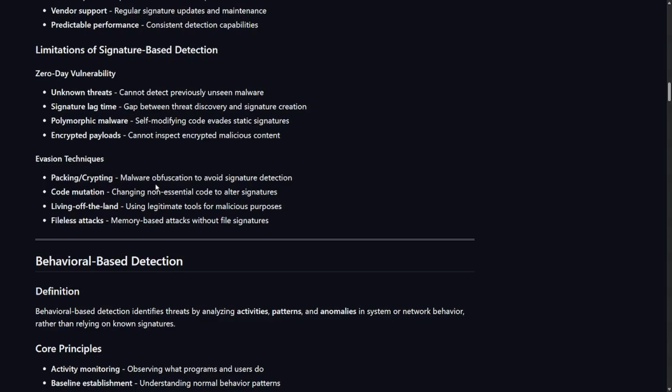For signature lag time, we have the gap between threat discovery and signature creation. Polymorphic malware: self-modifying code evades static signatures. Encrypted payloads: cannot inspect encrypted malicious content. Packing, encrypting, malware obfuscation to avoid signature detection.